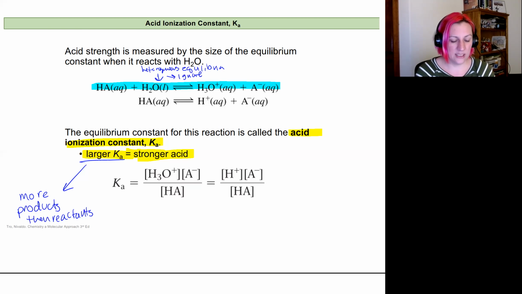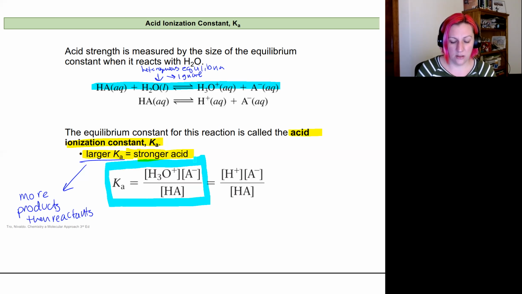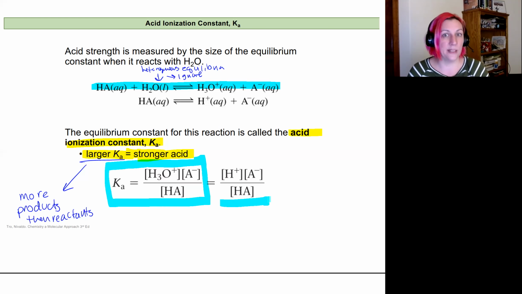And so that's going to give us an acid dissociation constant equation that looks like this, where we have our hydronium ion times the conjugate base divided by the concentration of our acid at equilibrium. You might see it written like this too, where it's the H plus instead of the hydronium ion. These are equivalent.